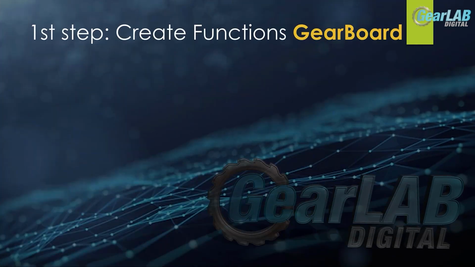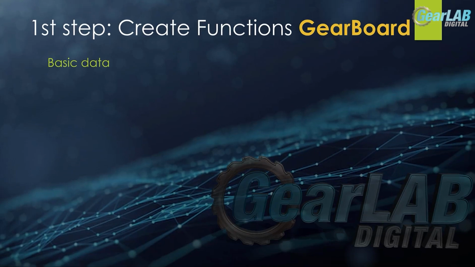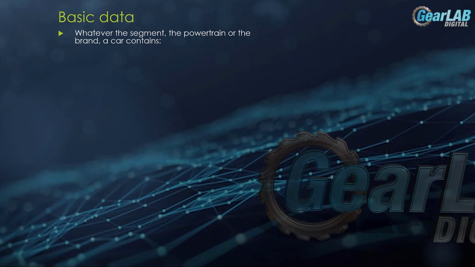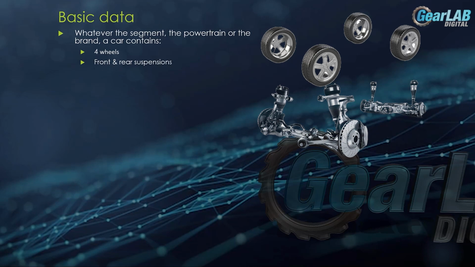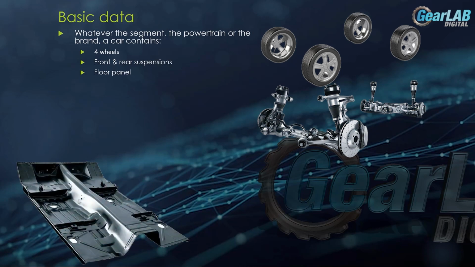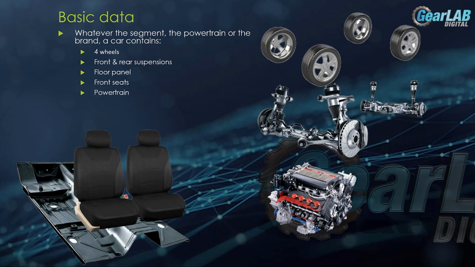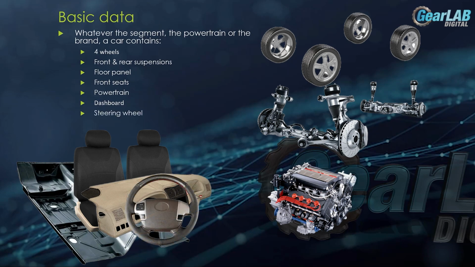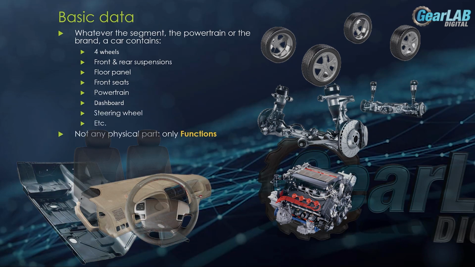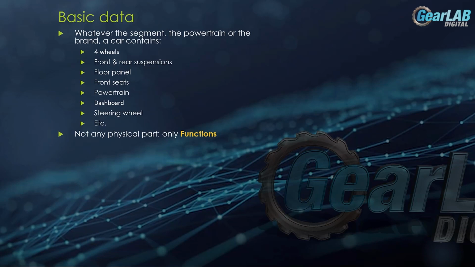Okay, let's see how GearLab Digital could process this information to generate intelligence. The first step is the gear board to create functions. It contains basic information about required functions to build a car. Whatever the segment, the powertrain or the brand, a car contains four wheels, front and rear suspensions, a floor panel, front seats, a powertrain, a dashboard, a steering wheel, etc. We are not talking yet about physical parts, but just about some features, called functions.